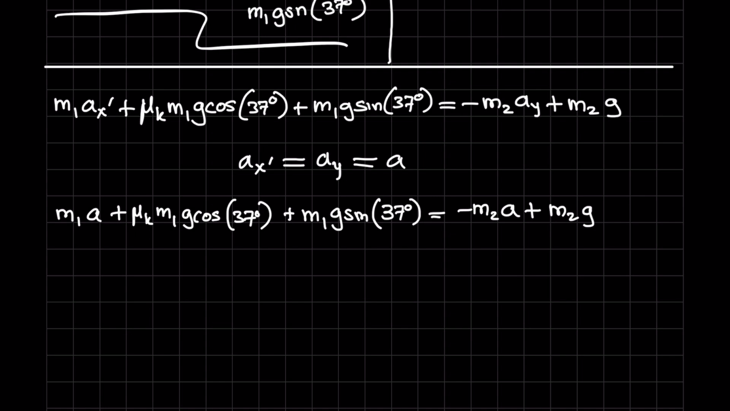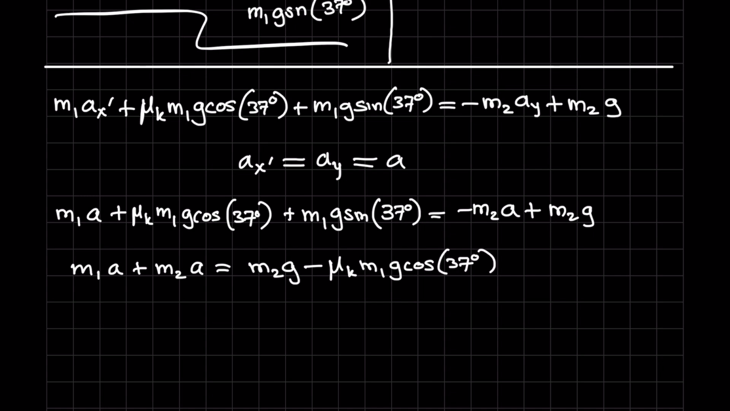Our objective is to solve for a, so we're going to try to put all those onto one side of the equation. So we'll say m1 a plus m2 a is equal to m2 g minus mu k m1 times g cosine of 37 degrees minus m1 g sine of 37 degrees. We're going to factor a on the left-hand side. When you factor, it'll have a times m1 plus m2. So then on both sides, if you divide by m1 plus m2, you will isolate a.